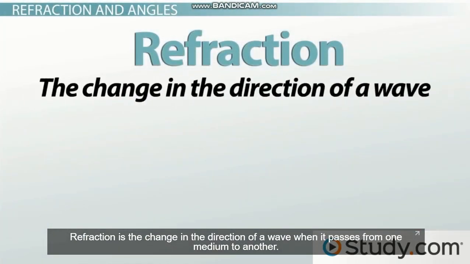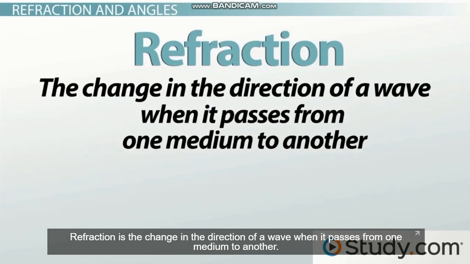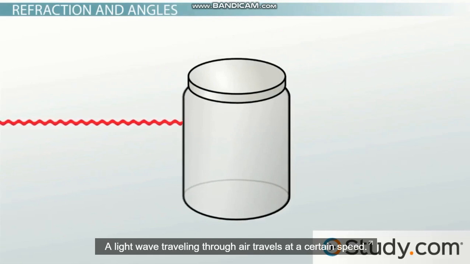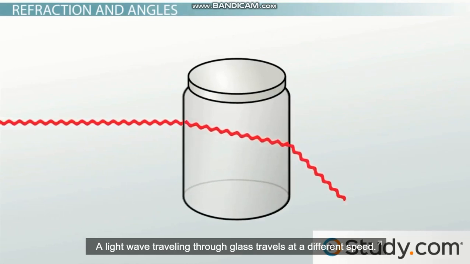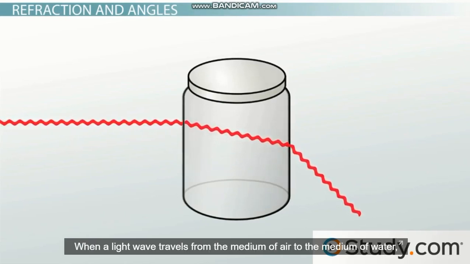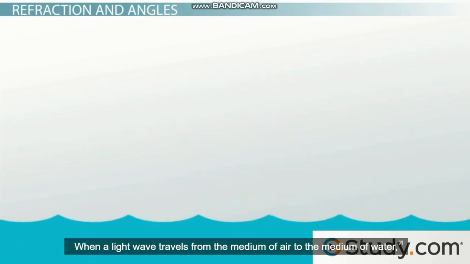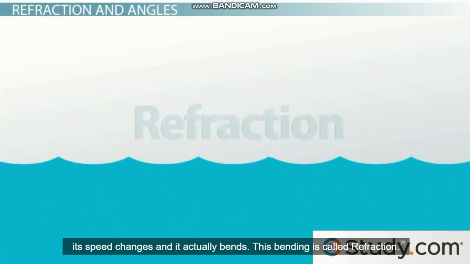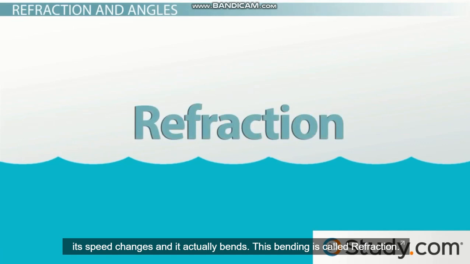Refraction is the change in the direction of a wave when it passes from one medium to another. A light wave traveling through air travels at a certain speed. A light wave traveling through glass travels at a different speed. When a light wave travels from the medium of air to the medium of water, its speed changes and actually bends. This bending is called refraction.